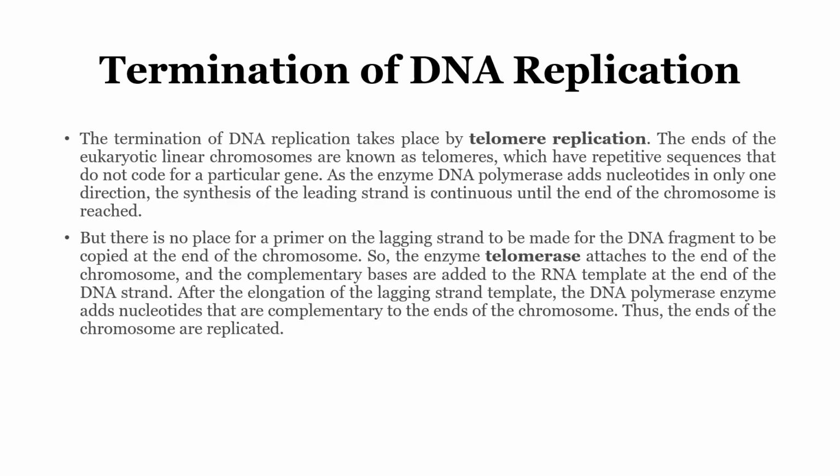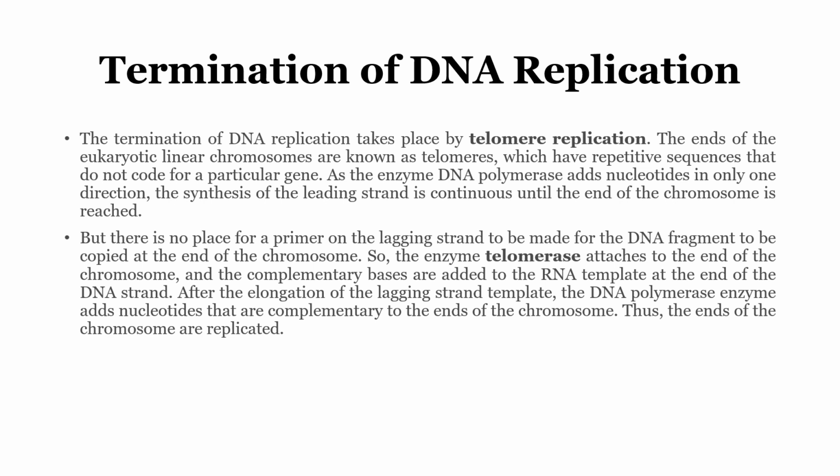Then we have termination of DNA replication. Termination of DNA replication takes place by telomere replication. The ends of the eukaryotic linear chromosomes are known as telomeres, which have repetitive sequences that do not code for a particular gene. As the enzyme DNA polymerase adds nucleotides in only one direction, the synthesis of the leading strand is continuous until the end of the chromosome is reached.